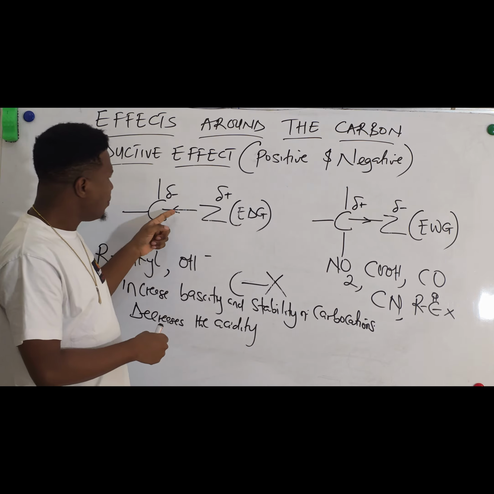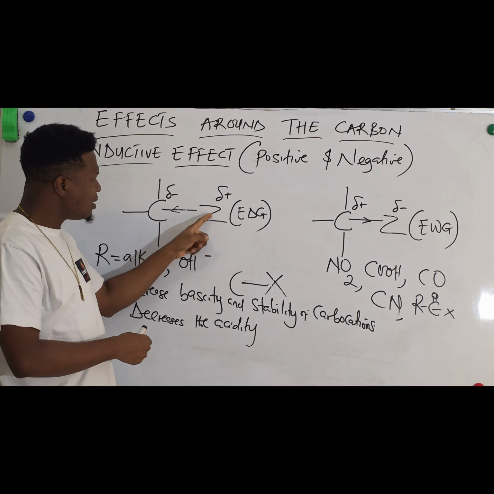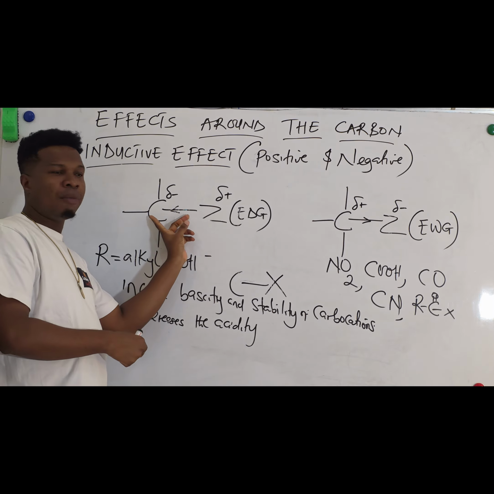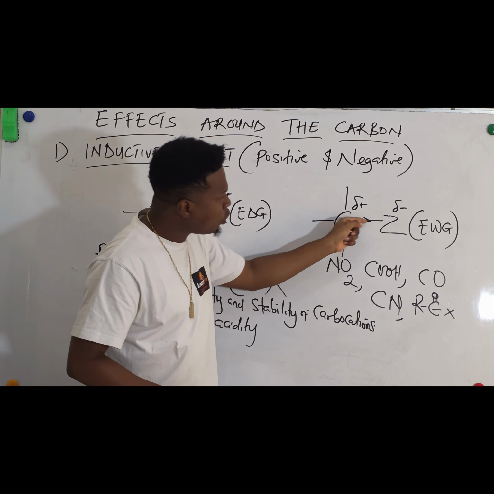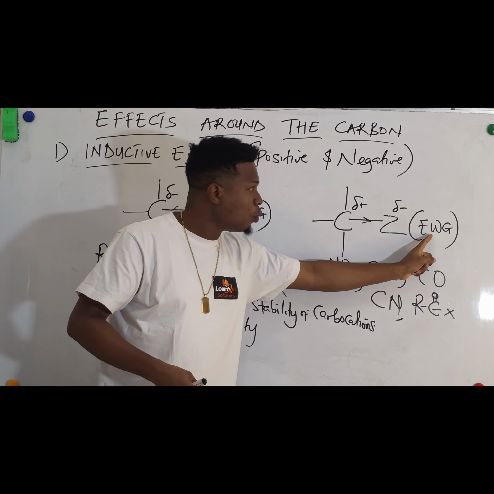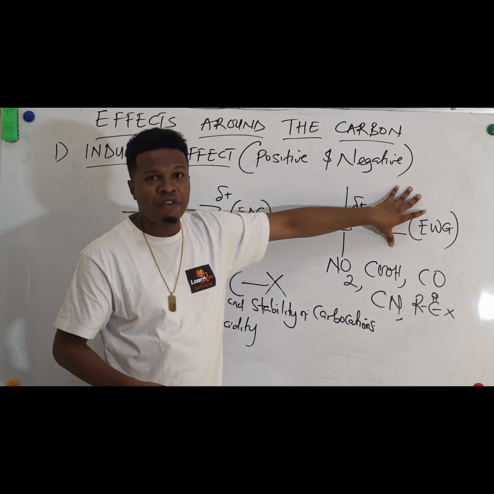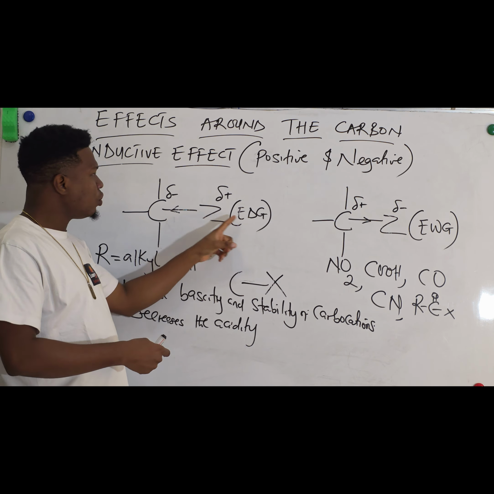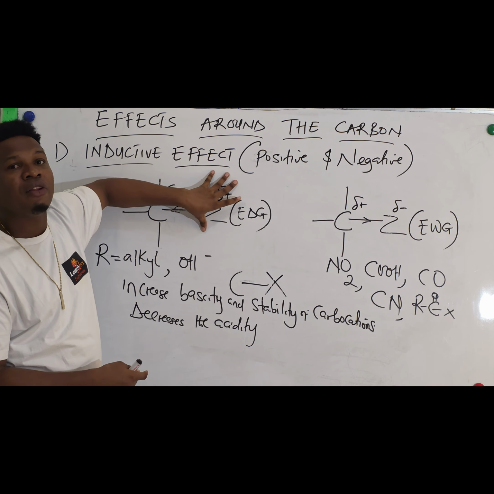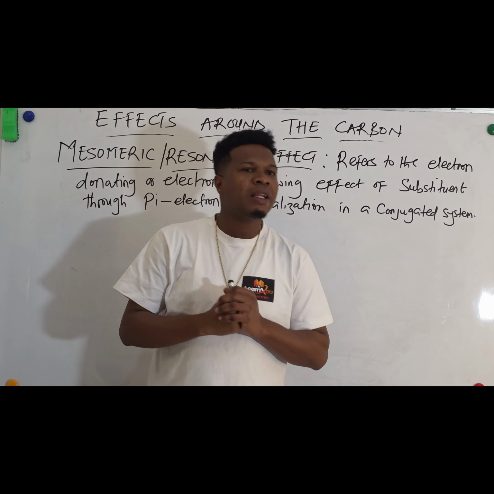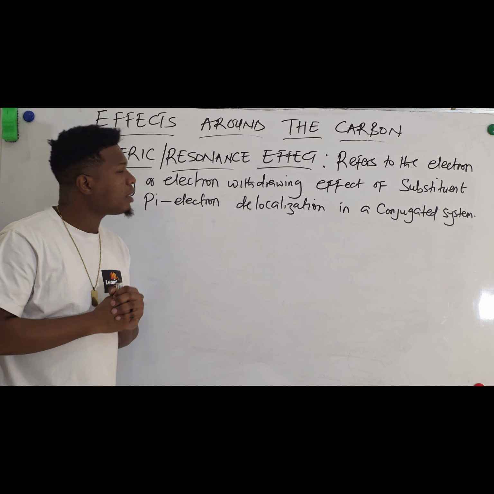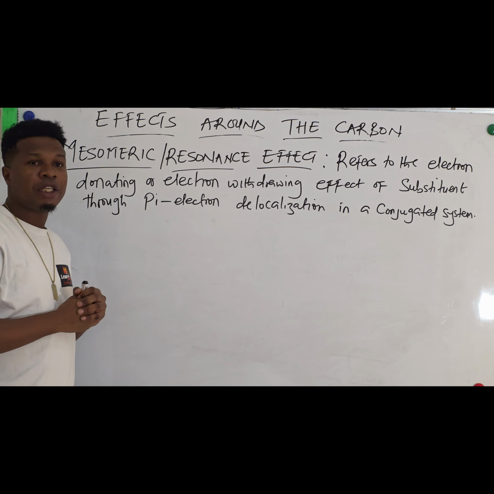So if you watch here, this arrow is showing you that this group is donating electron into the carbon, but this one is showing that this one is withdrawing electron from the carbon. So this one is an electron withdrawing group and this is a negative inductive effect, while this one is an electron donating group and this one is a positive what? Inductive effect. So the next effect around the carbon is the mesomeric or resonance effect.